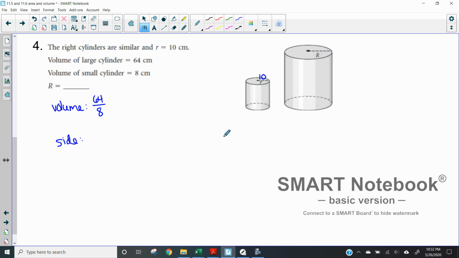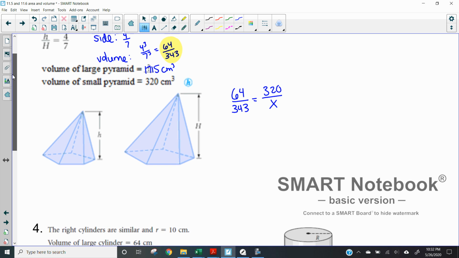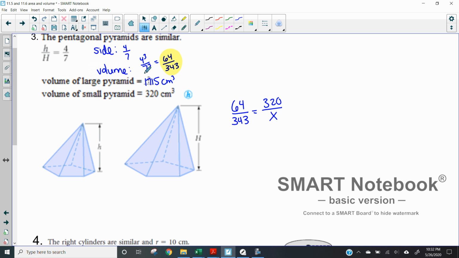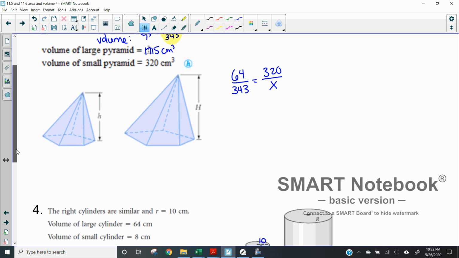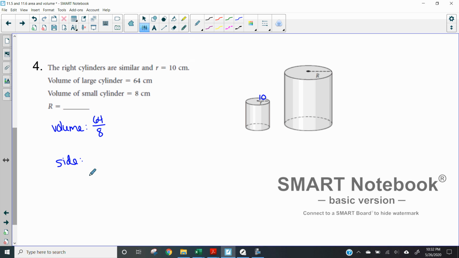So to go backwards here, let me flip back to the last problem real quick. To go from side to volume, we cube that. Now we're going in the opposite direction, so we're going to take the cube root of those. So if you're comfortable doing that in your calculator, you could take the cube root of 64. Let me write it this way, over the cube root of 8. You certainly could get numbers for those.